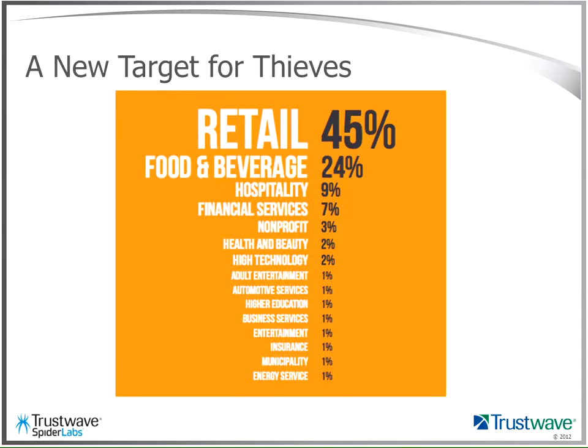According to the Trustwave 2013 Global Security Report, a copy of which you are more than welcome to go to our booth in the far corner and pick up, it's a great read, retail is the target in 45% of the breaches that our guys investigate. Food and beverage is 24%. Those are the 2 biggest targets for thieves. It makes up close to 70% of the breaches that we're seeing. They are also the 2 main ones that are going to use a mobile point-of-sale device.